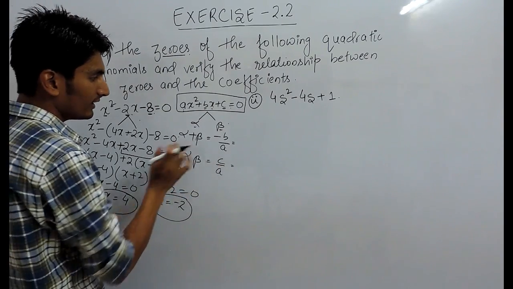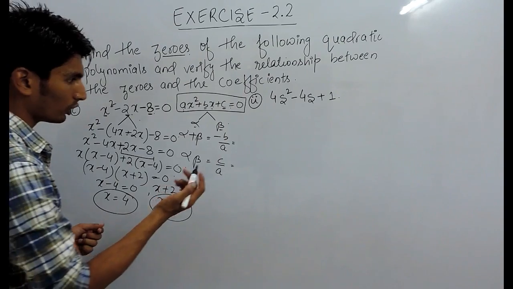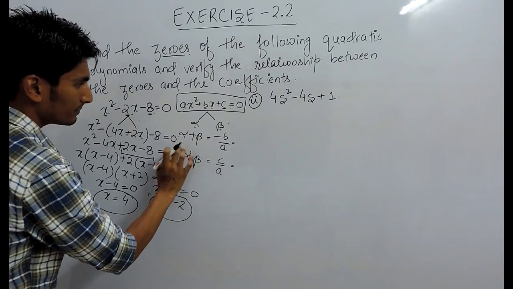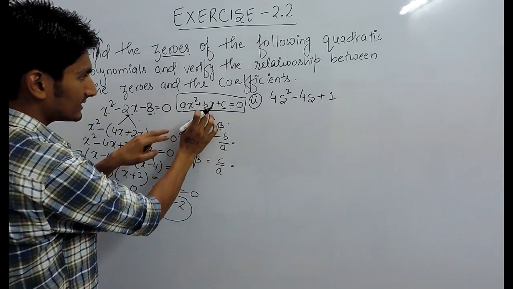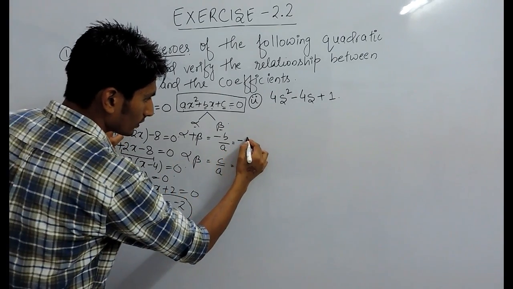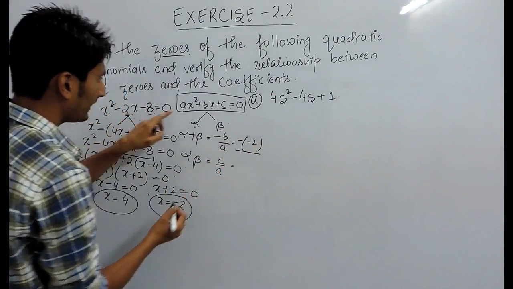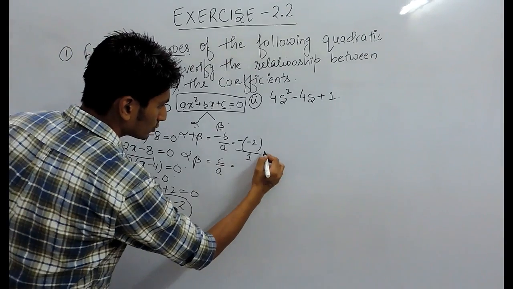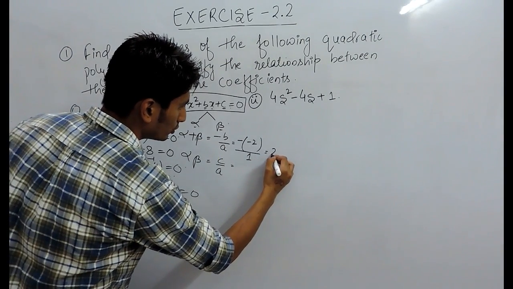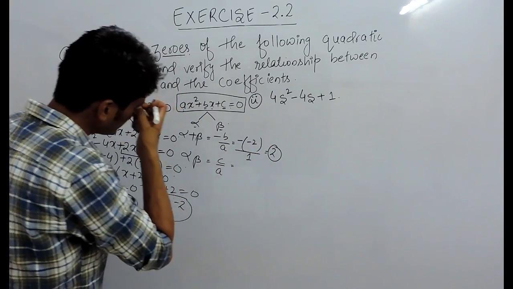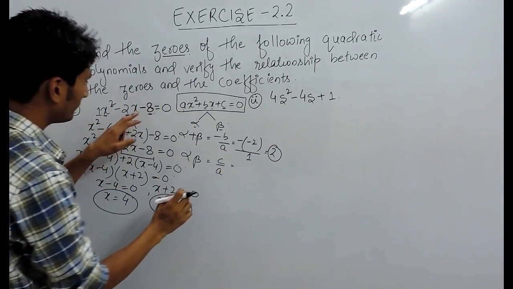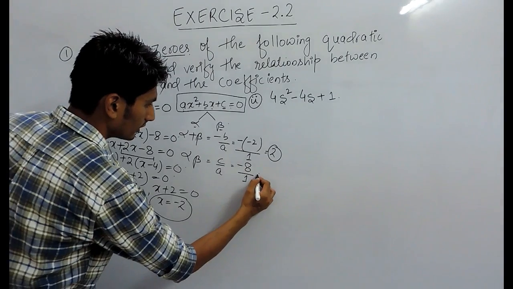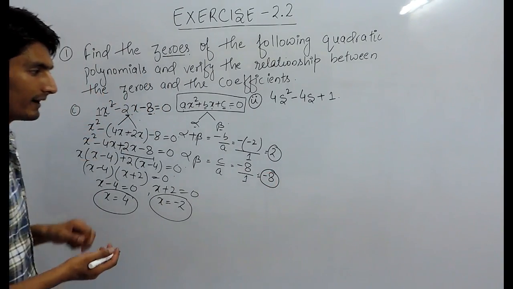After that, you have to verify the relationship between the coefficients and the zeros. We know that the sum of roots is basically minus b upon a. In this case, b is minus 2, so this is minus of minus 2, and a, the coefficient of x square, is 1. So the sum of roots will be equal to 2, because minus minus is plus. Similarly, the product of roots will be c upon a, which is minus 8 upon 1. So the product of roots will be minus 8.